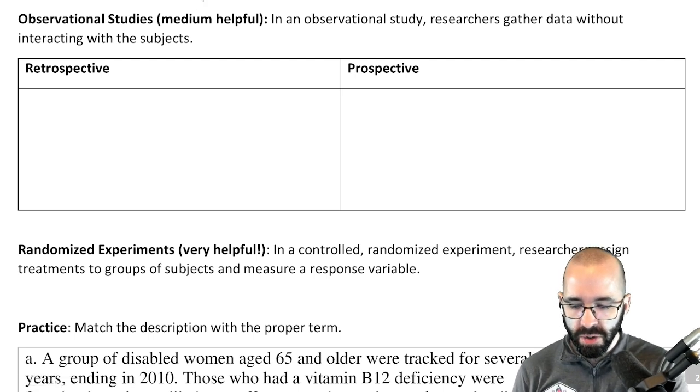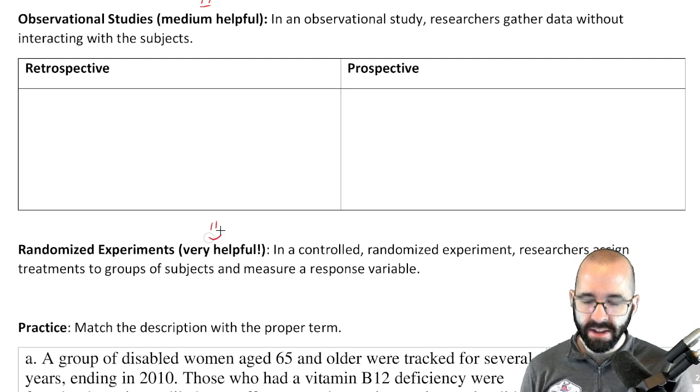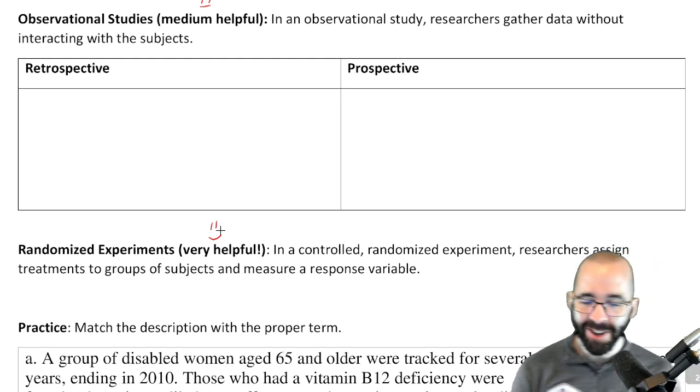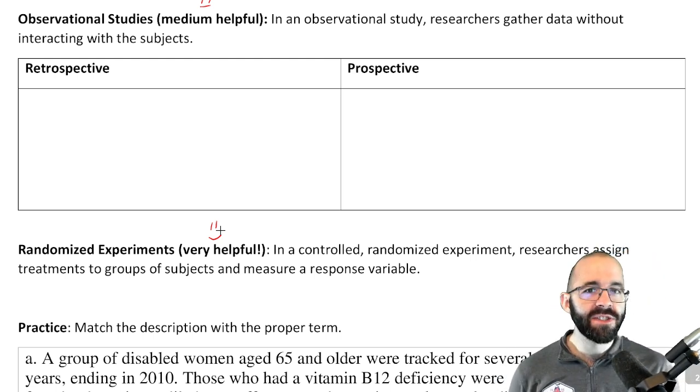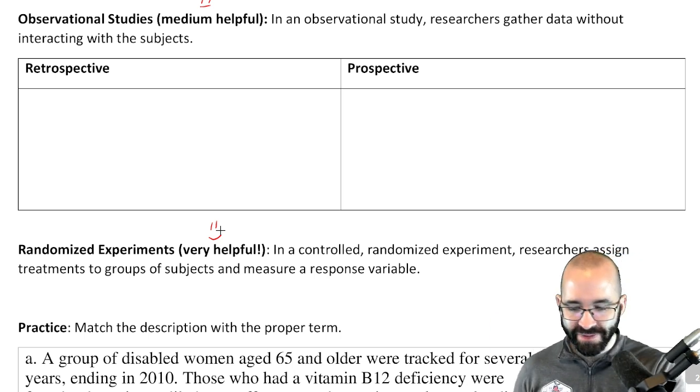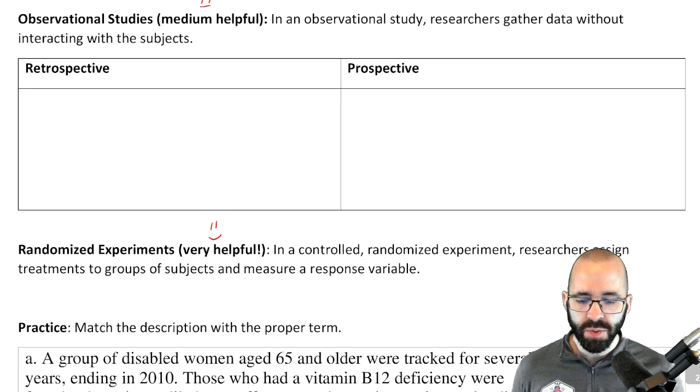Observational studies, they're pretty okay. Randomized experiments are really okay. All right, so what are they? Observational studies is where researchers gather data without interacting with the subjects at all. Okay, so there's studies where you observe without interacting. And we have two kinds, retrospective and prospective.